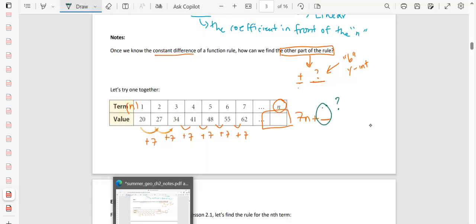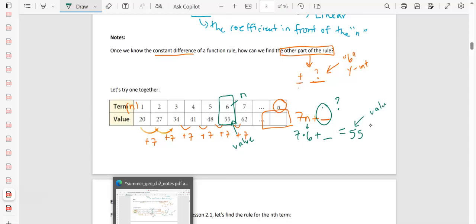What goes here? Well, to do that, I actually have to go back to one of my actual term values and term numbers. So again, 6 is where the n goes. 55 is the value. You can pick any one you want. You don't have to start with 6 and 55. It will always turn out to be the same. So what that means is we're going to take 6 and substitute it in for n. And I know I'm going to take 6 times 7, which is my constant difference, add or subtract, it could be a subtraction, something to it. And I should get the value of 55.